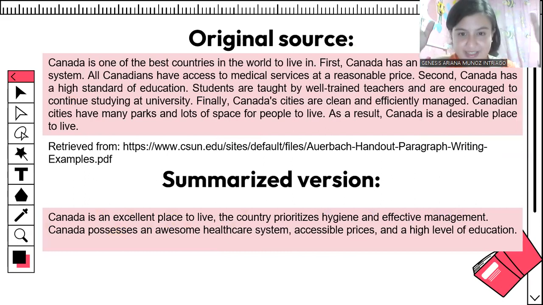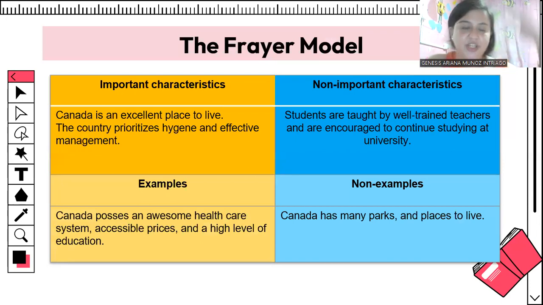So here we have the original source and the summarized version, okay? It is exactly the same information. I just included the information that I write in the yellow sections, okay? In the 2 sections.